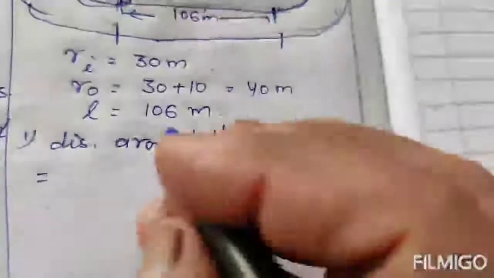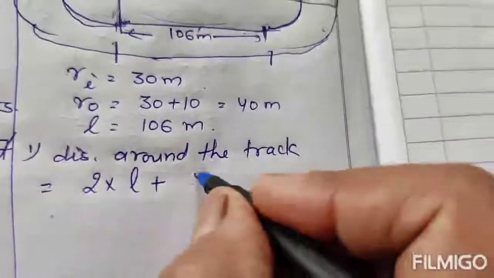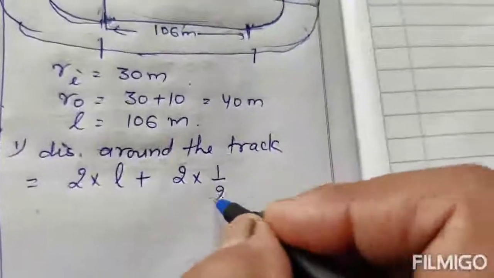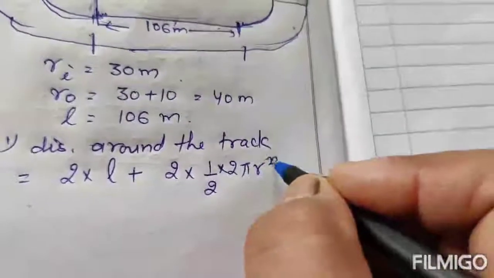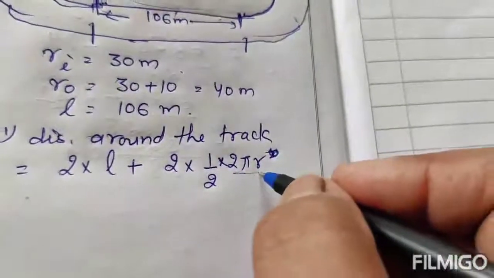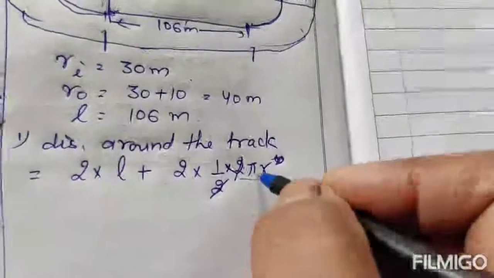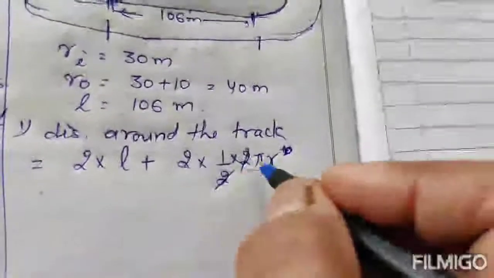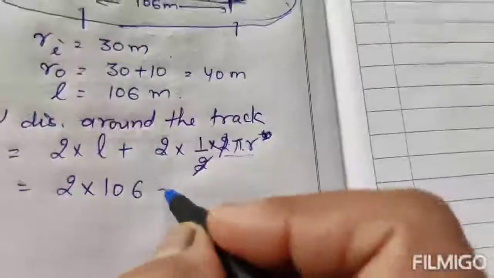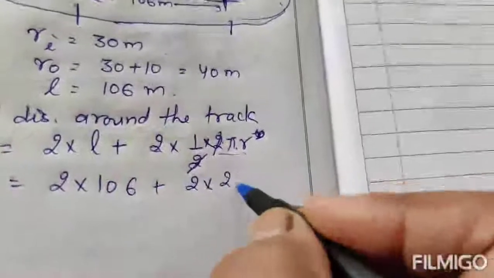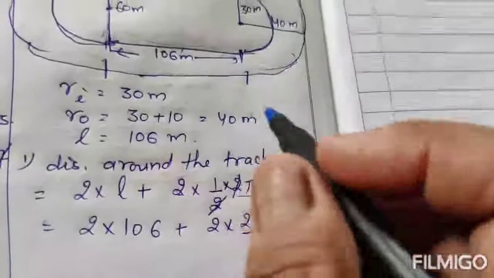The distance around the track is 2 into length plus 2 into half of 2 pi r. Circumference is 2 pi r. The circumference of semicircle is pi r, and 2 semicircles means 2 pi r. 2 into 106 plus 2 into 22 by 7 into inner radius. We have to find the track of the inner.